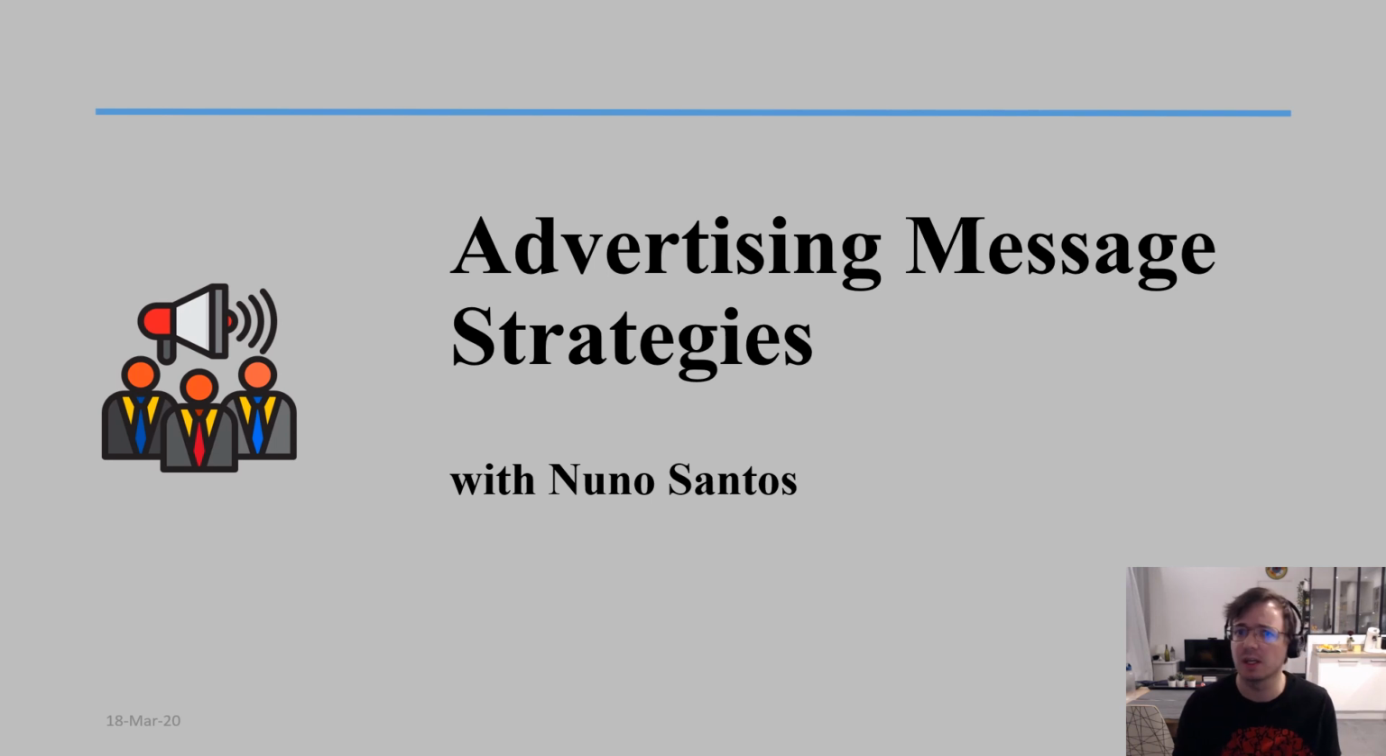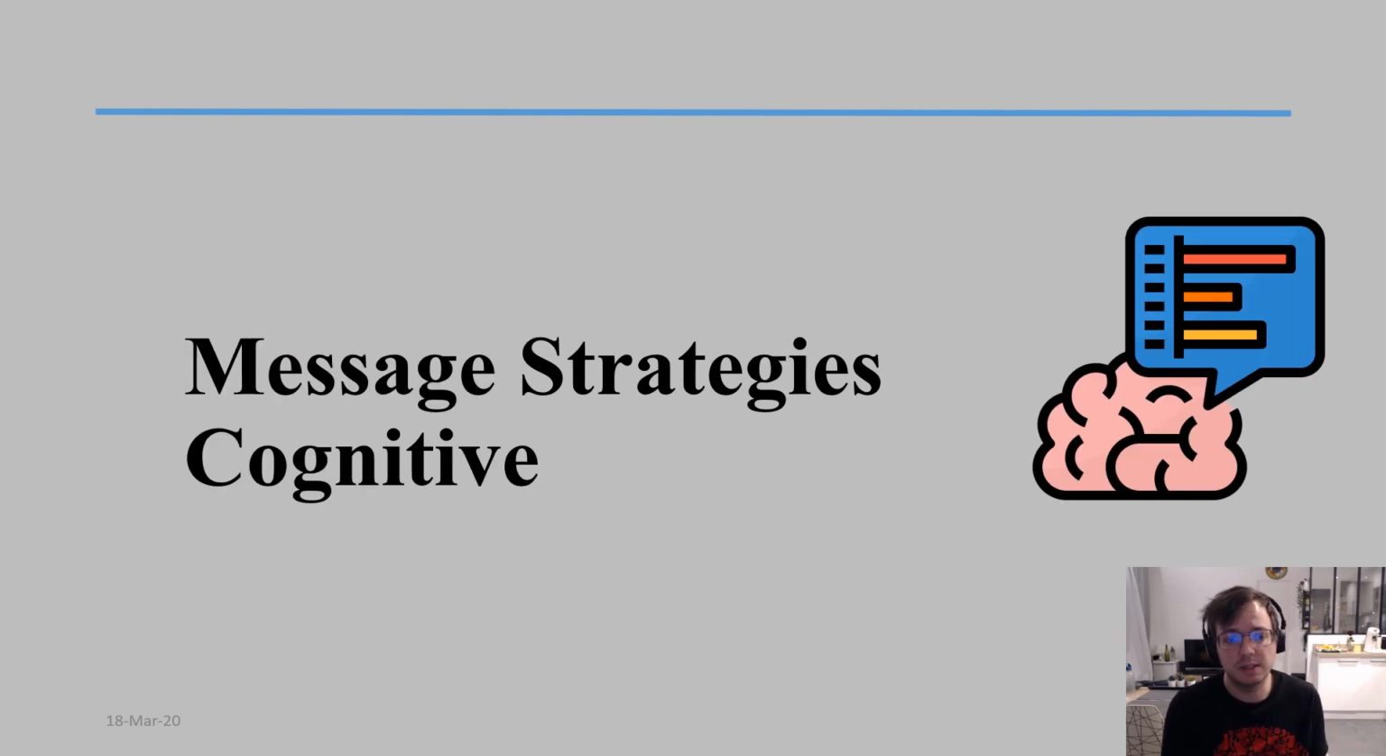The examples I'm going to give are mostly examples that are on printed ads, but you can always find a lot of advertisement on YouTube related to each one of those categories. All right. So the first thing we're going to talk about is what we call the cognitive strategy.